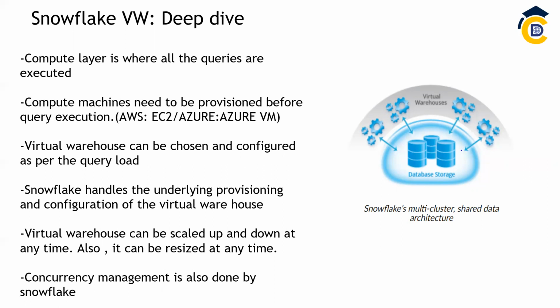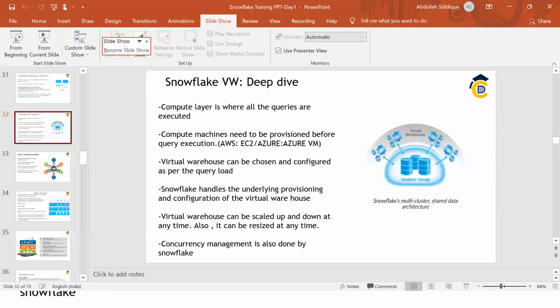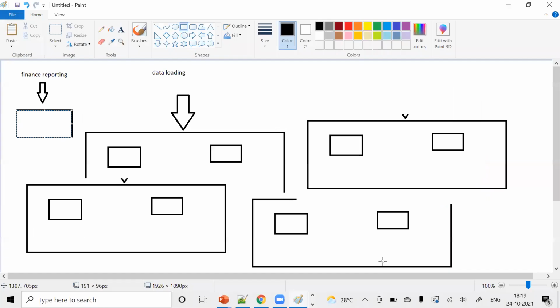When you increase the clusters or decrease the clusters, that is called scaling up and scaling down. When you increase or decrease the size of the cluster, which means either from X-small you are increasing it to medium, or you are decreasing it from medium to small, both ways, that is called resizing. These two are different. That is what I was trying to explain yesterday also.